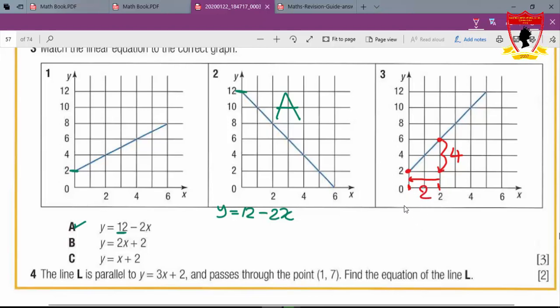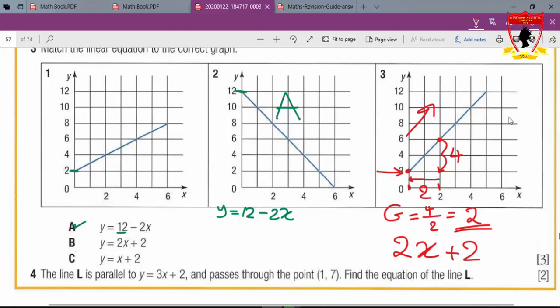Now the gradient of this line is 4/2, and it's positive because the line is increasing. This gradient is 2. So there must be 2x plus 2, which is the equation of this graph. Plus 2 because it's crossing the y-axis at 2. 2x because the gradient is equal to 2. Gradient is always the number in front of x. Now 2x plus 2, it's equation B.